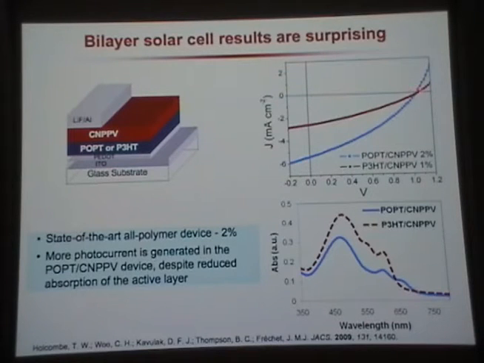And the VOC was about the same. The major difference was actually the short circuit current. And so this is completely unexpected, because the POPT should absorb less than the P3HT. And so you should get less current. Another thing to notice, actually, this is a surprisingly good bilayer cell. 2% for a bilayer cell is a good result. And this is a publication where this is described.